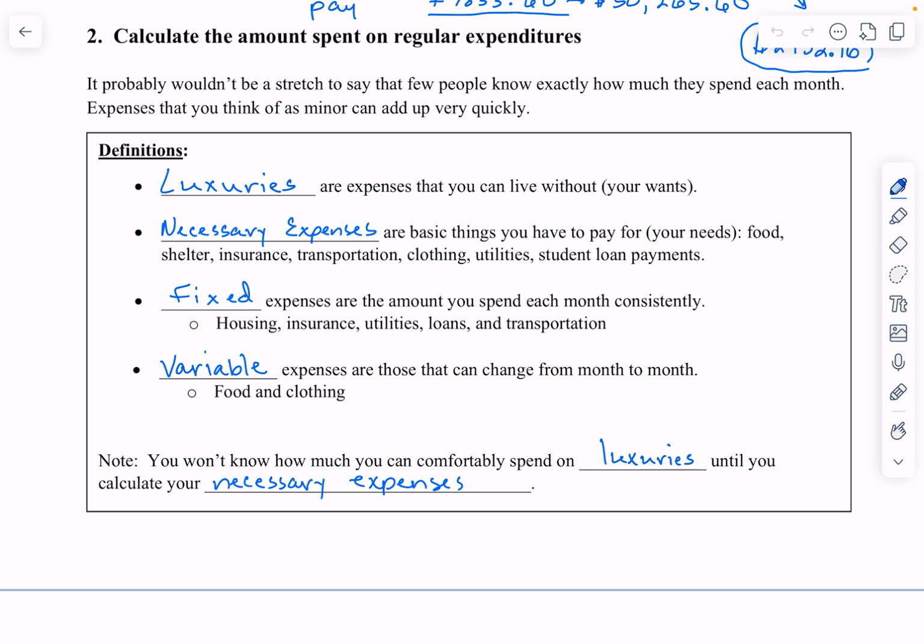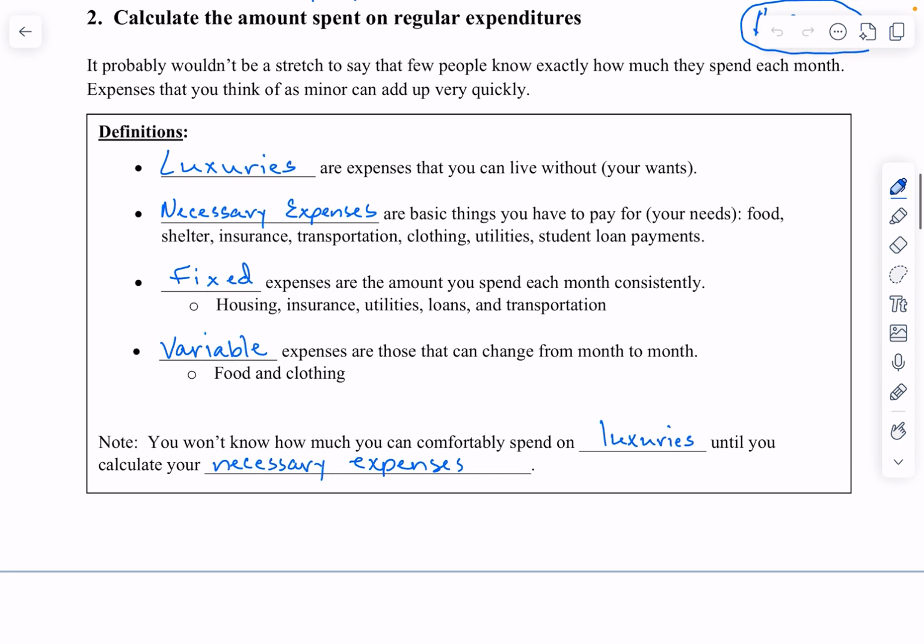So we need to learn that we cannot just spend all our money on our wants before we calculate what our necessary expenses are. So that's what the next couple of problems are going to do for us.